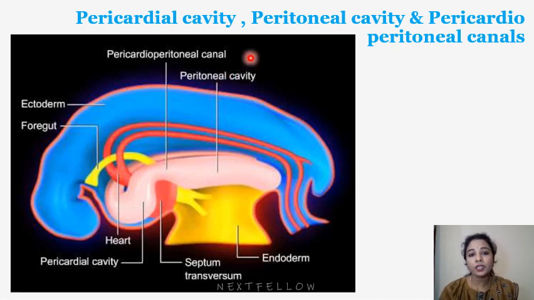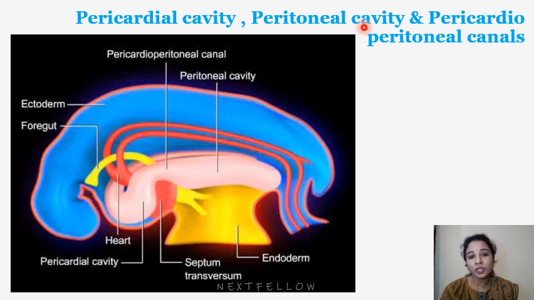So after folding, the pericardial cavity lies ventrally and the two pericardio-peritoneal canals pass on either side. They pass on either side and communicate with the caudal part of the cavity called the peritoneal cavity. The two lung buds arising from the foregut invaginate into the pericardio-peritoneal canals. So the lung buds will invaginate into these canals, turning them into pleural cavities.